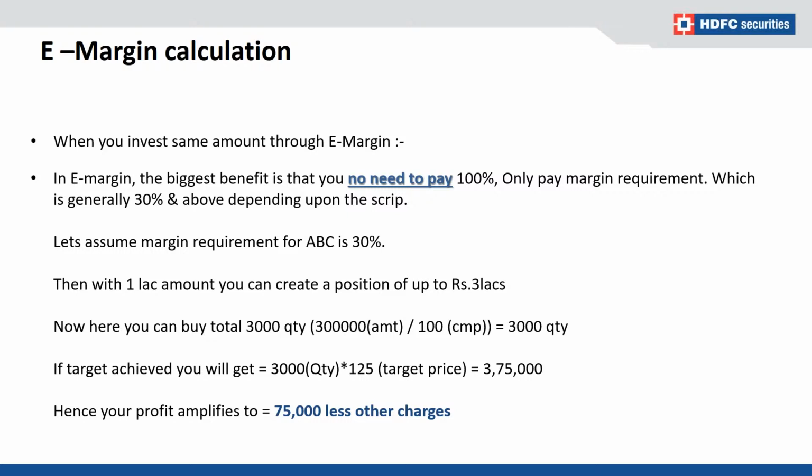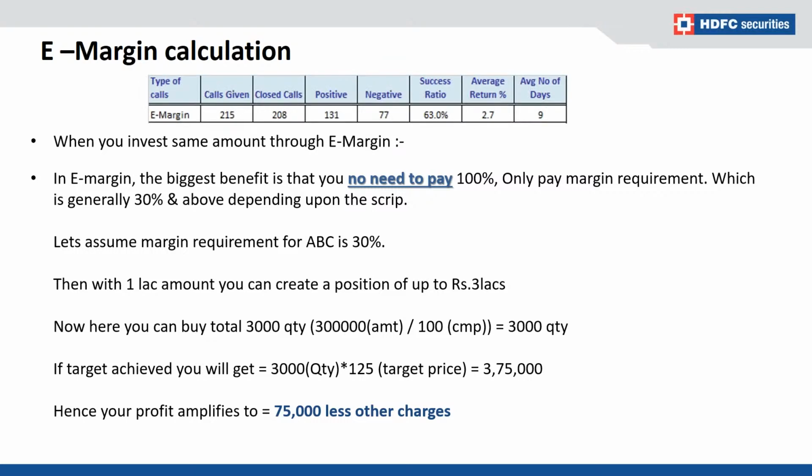For research, we do give research calls. In this financial year we have given around 215 research calls, out of which 131 were positive, a 63% success ratio. Average return is 2.7% for 9 days, which means for a month it would be approximately 3%, and for a year around 108%. So for a month it would be around 9%, and for a year around 108%.